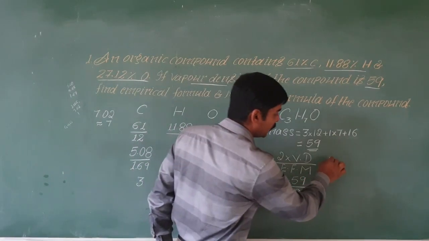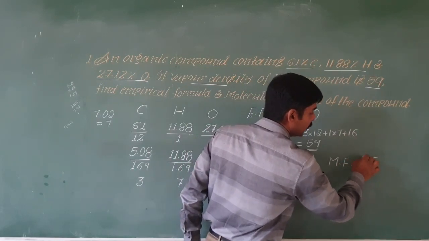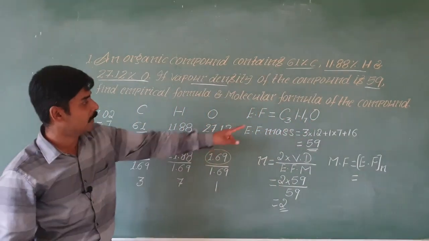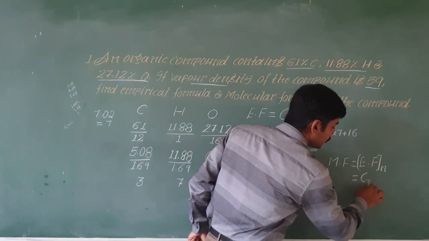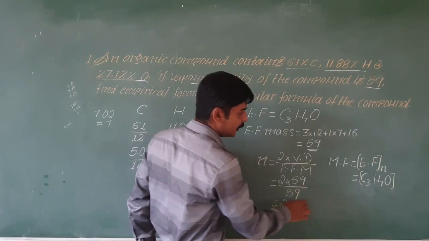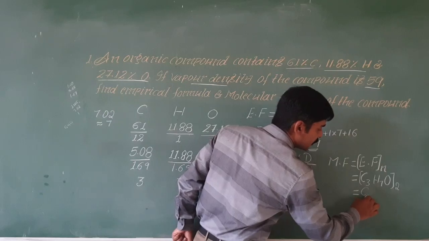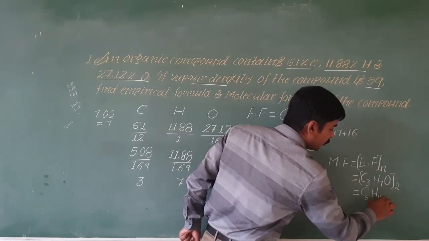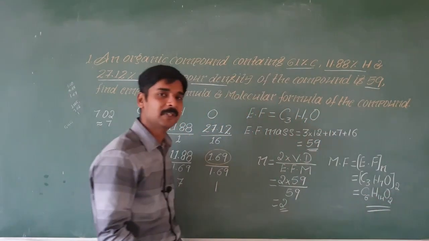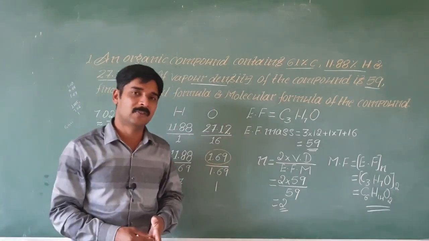Now what is the molecular formula? Molecular formula is equal to empirical formula into N. What is the empirical formula? Empirical formula is C3H7O, and what is the value of N? N is 2. So just multiply these. 2 3s are 6, 2 7s are 14, 2 1s are 2. So the molecular formula of the compound is C6H14O2. So this is how you will calculate the empirical formula and molecular formula of a compound.